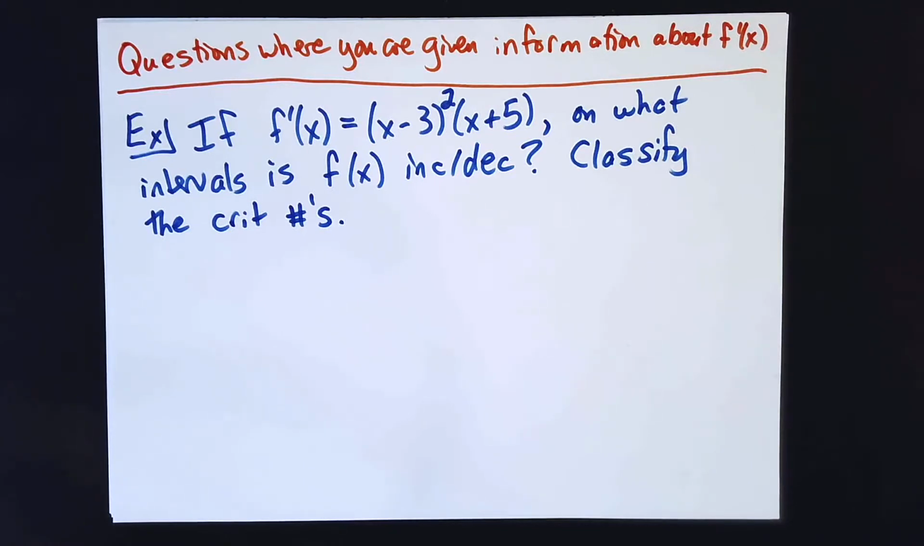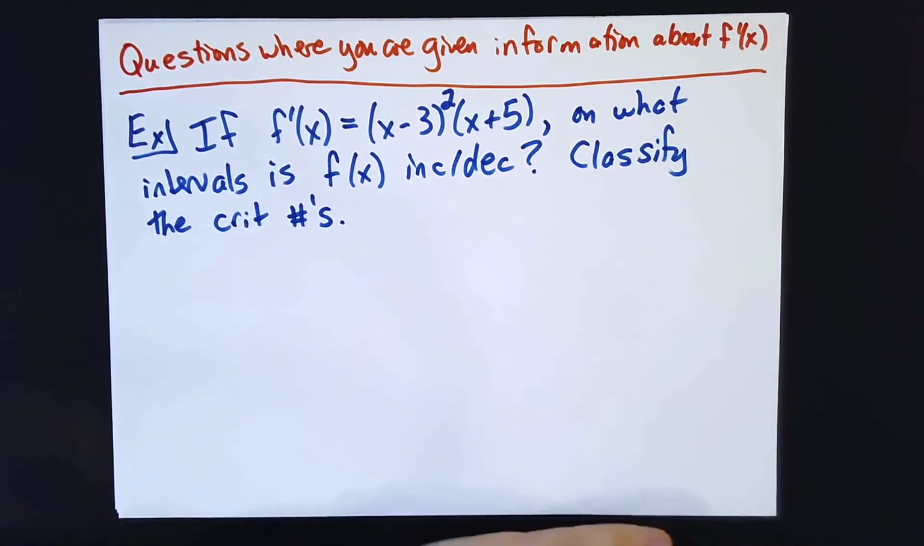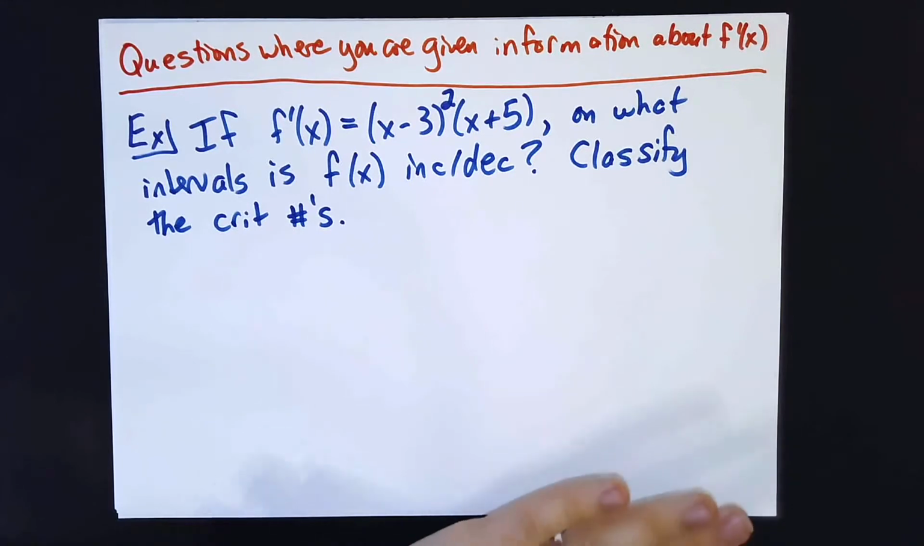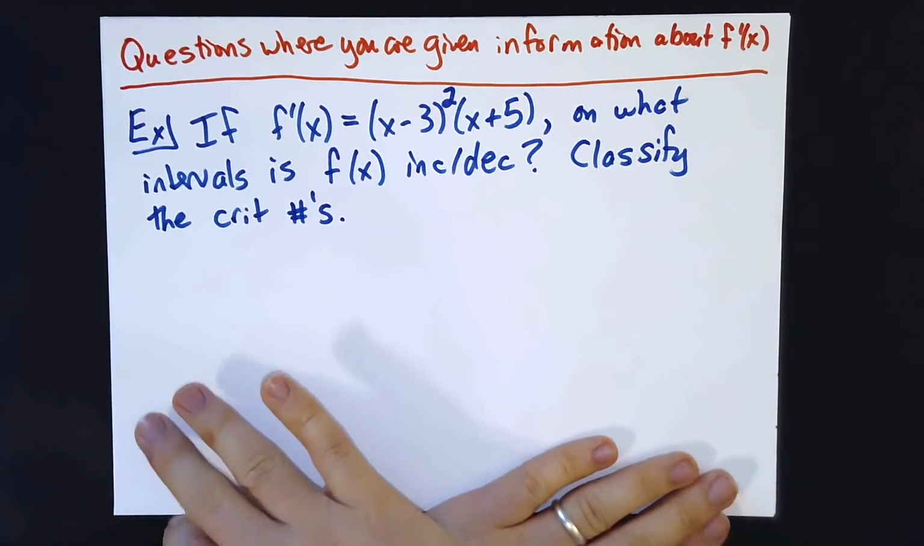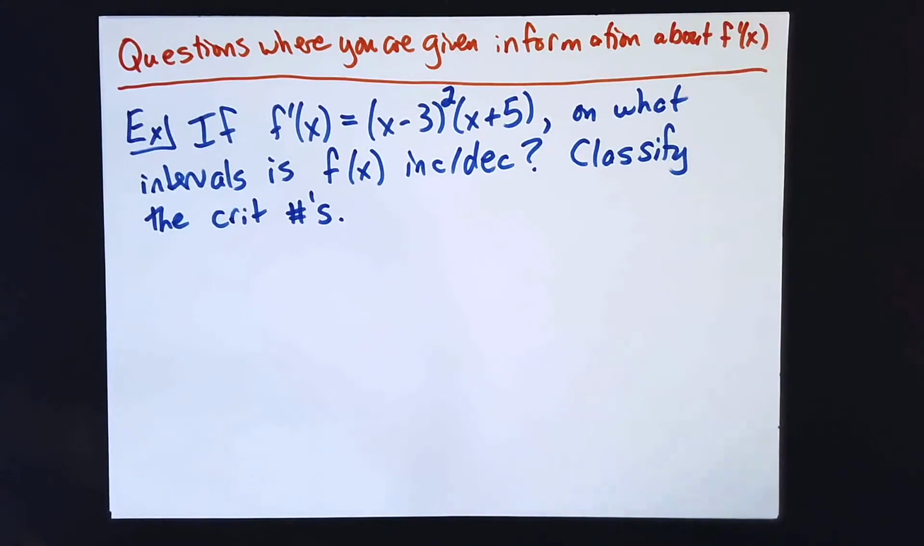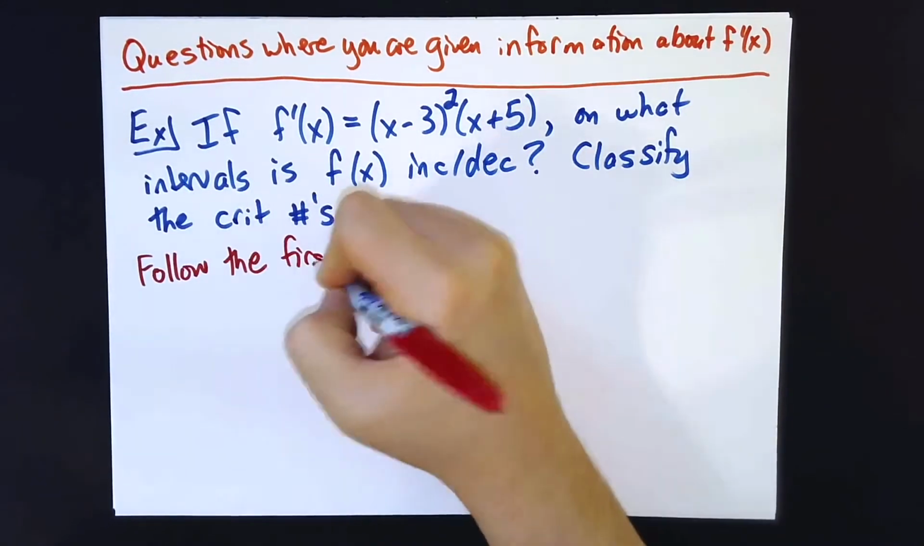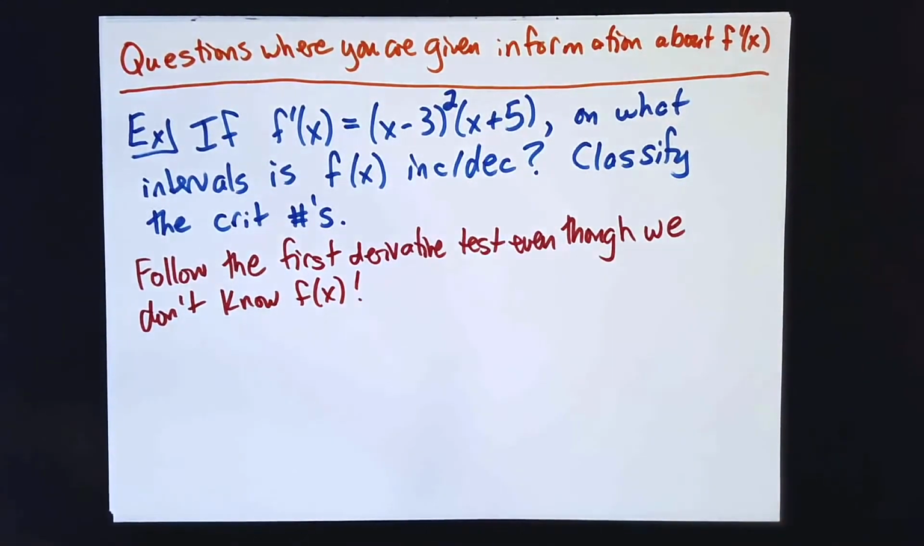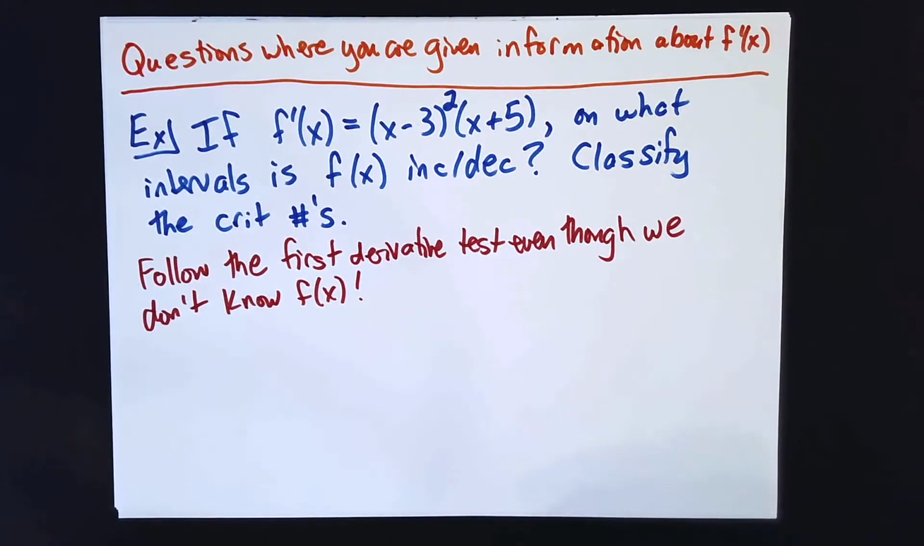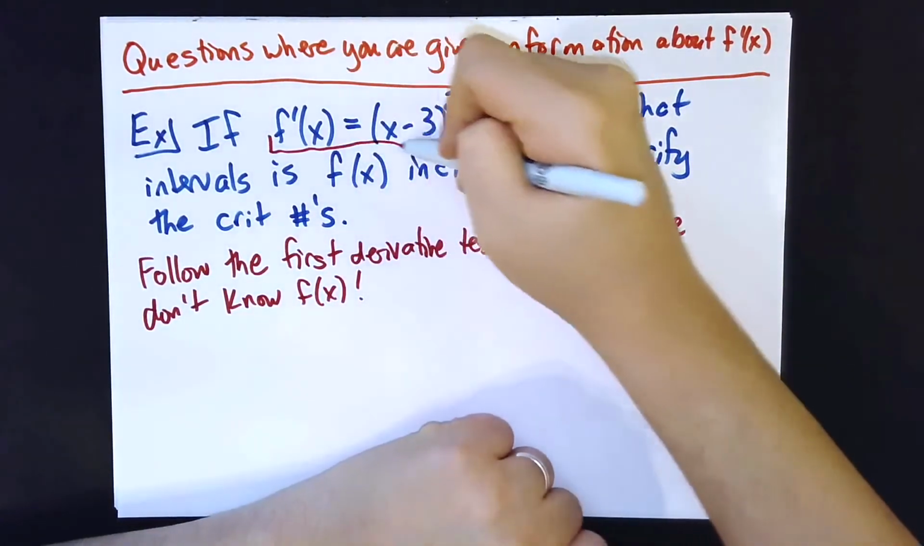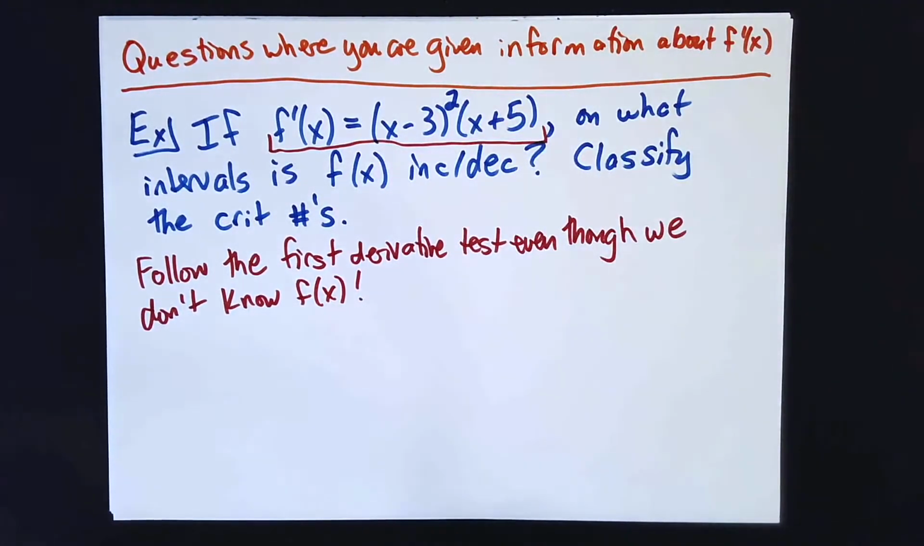In fact, here's the key observation. The first derivative test actually gives us all the information we need to answer this question. So, namely, what am I going to do? I'm just going to follow the first derivative test, even though I don't know f. Well, what would the first step be of the first derivative test? Well, it would be to take the derivative of f. Well, after we did that, we would be here, because this problem has given us the derivative of f.